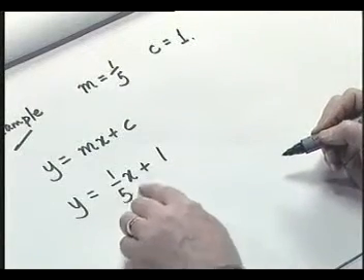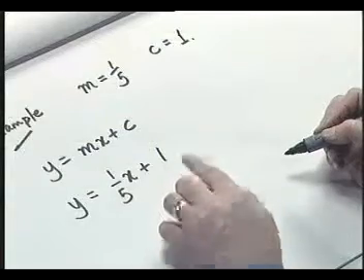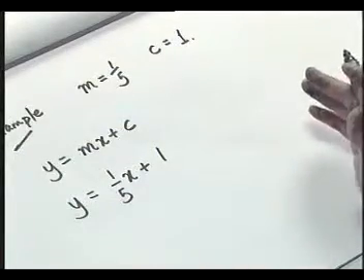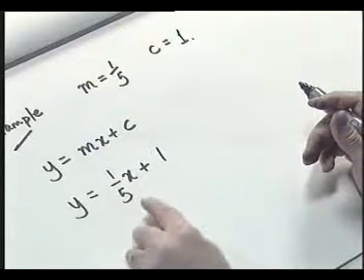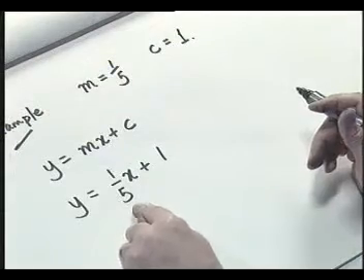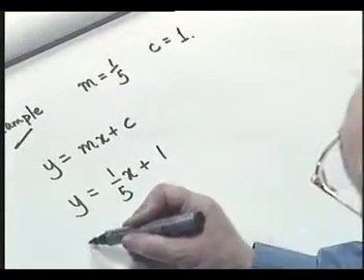Y equals mx plus c. Now we might not always choose to leave it in that form, so let me just show you how else we might write it. There's a fraction here of a fifth, and if we multiply everything through by 5, we can remove this fraction. So let's multiply both sides by 5.